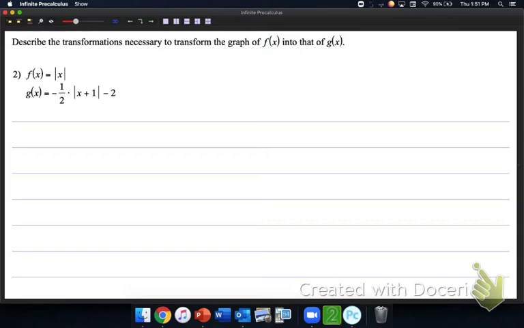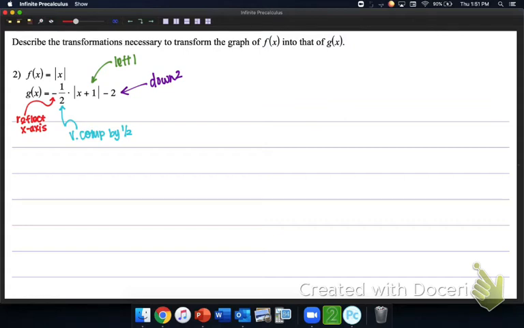So this time, this negative here is reflect across the x-axis. The 1/2 is on the outside. Okay, so if it's on the outside, this is going to be a vertical, and it's less than 1. So this is a vertical compress by 1/2. The plus 1 moves this left one. And the minus 2 moves it down 2. Cool.